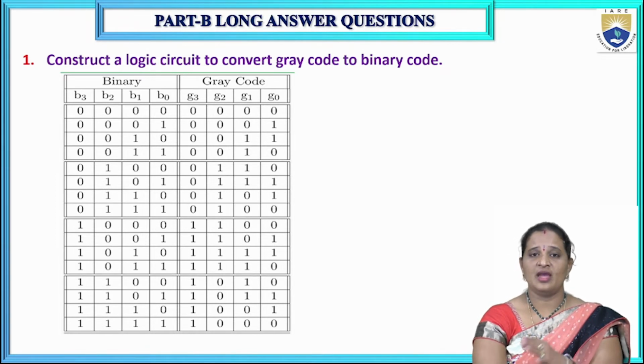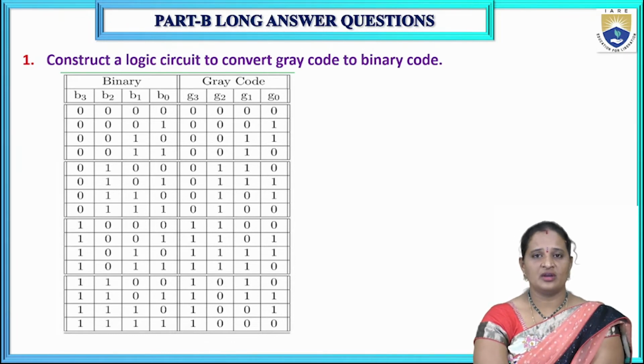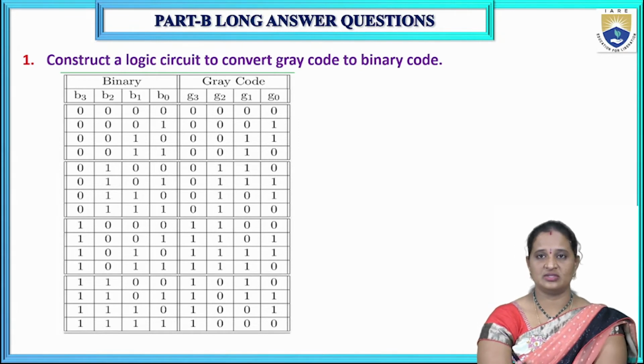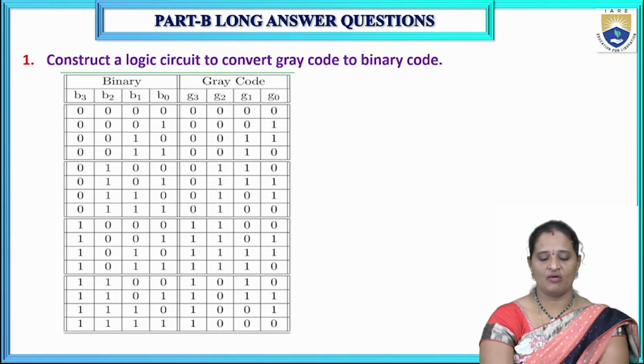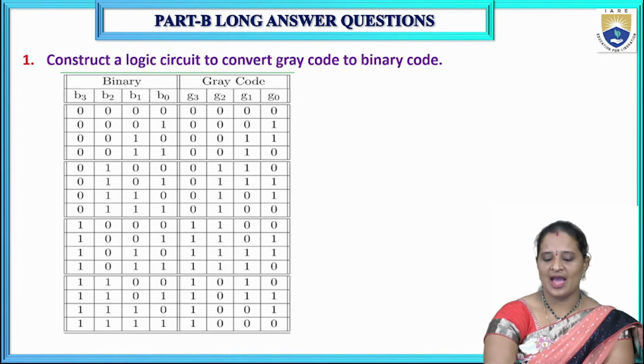Develop the truth table and get the Boolean expression for all the output variables in terms of input variables, and then implement them using logic gates. These are the steps, right? So this is the truth table. Write down the truth table of conversion of binary to gray or gray to binary, and then get the Boolean function for what we are doing.